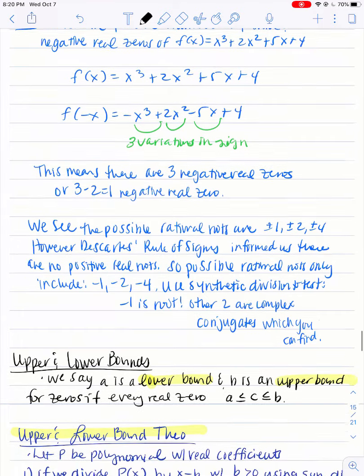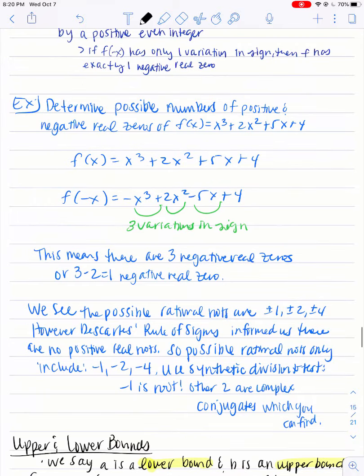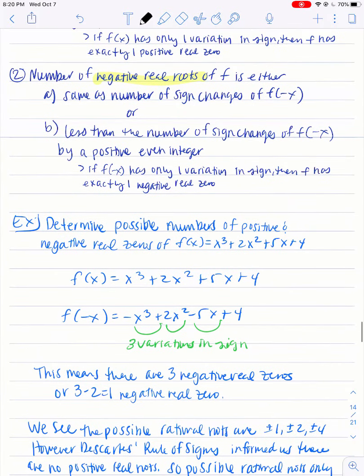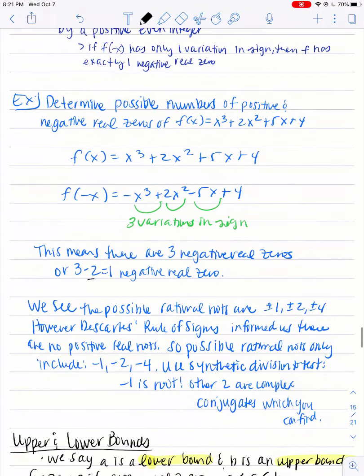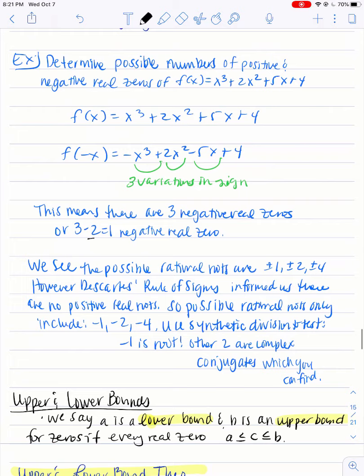That means that there are 3 negative real zeros or 3 minus 2, because it could be either the same as the number of sign changes or less than the number of sign changes by a positive even integer. So the greatest even integer that we have that's less than 3 is 2. So we have 3 minus 2 equals 1 negative real zero.